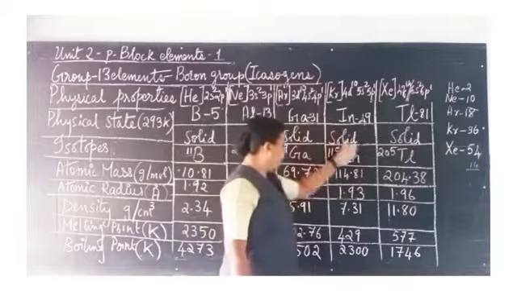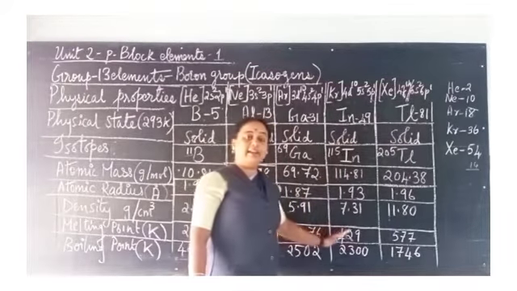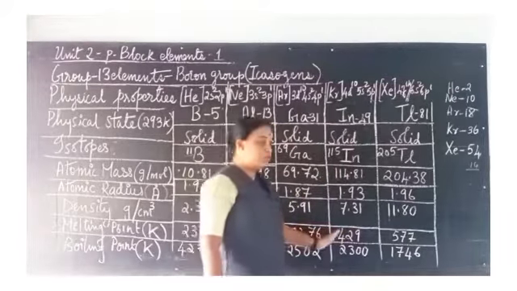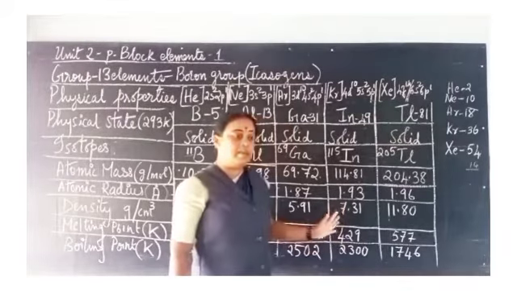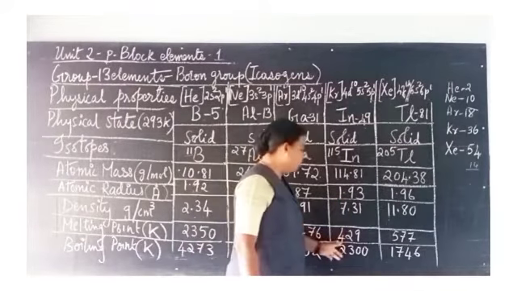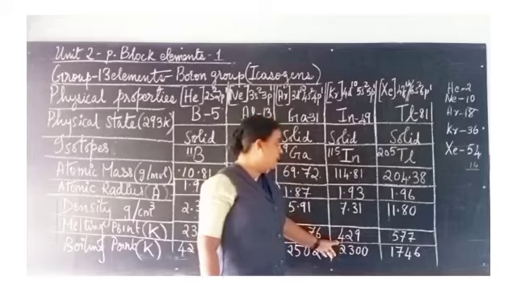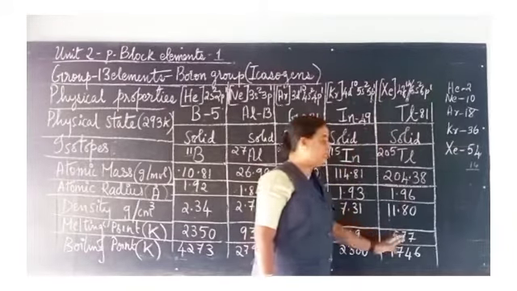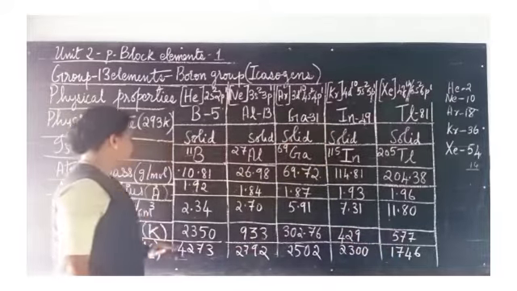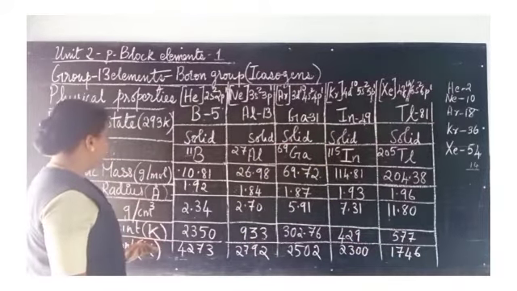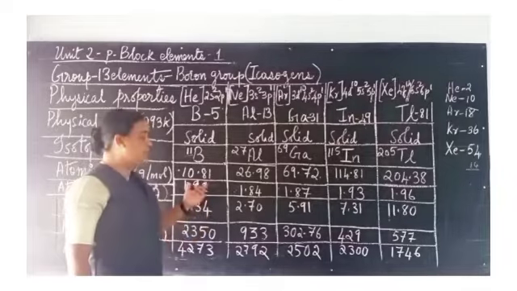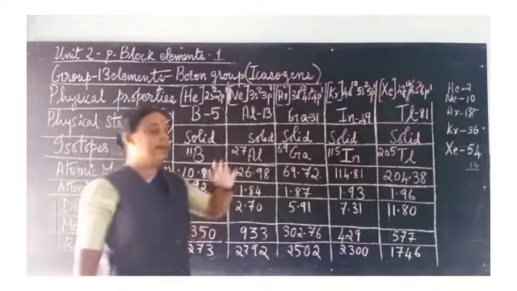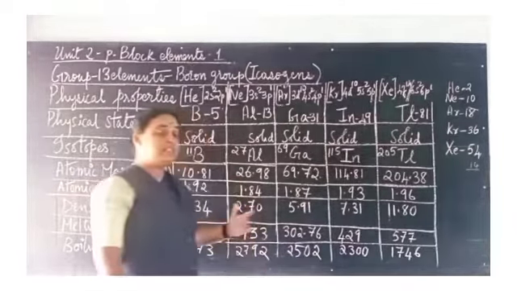Now from gallium to indium, there is an increase in the melting point. A slight difference can be seen by the increase. In the case of indium it is 429 Kelvin, and then again an increase to thallium, that is 577. So in the case of melting point, while coming down the 13th group, the melting point increases and then decreases and then again increases. Right? So that's the trend there.